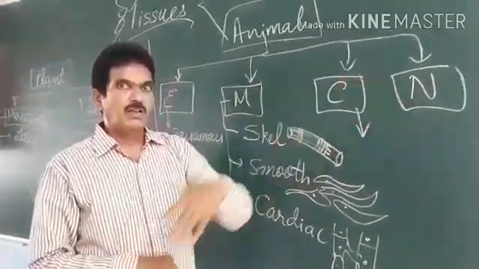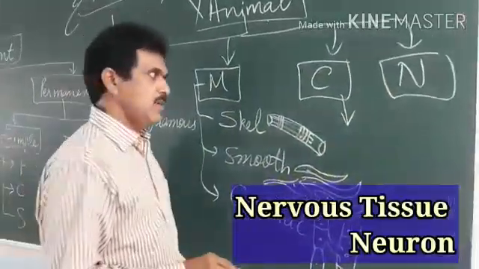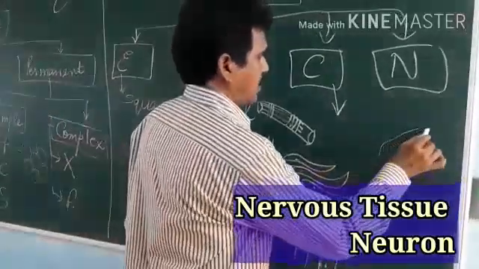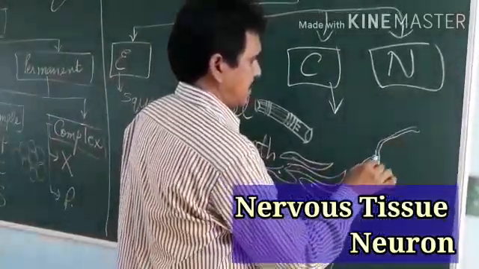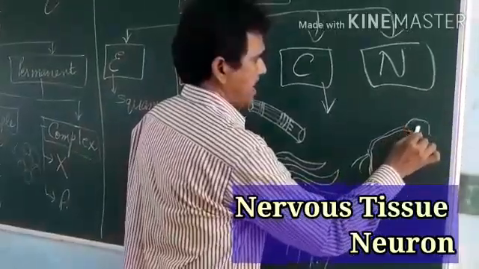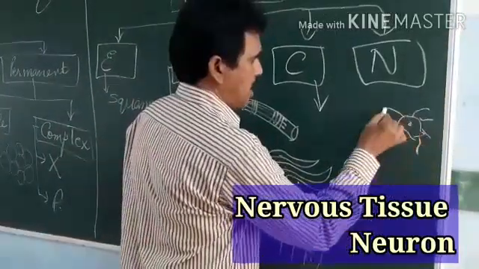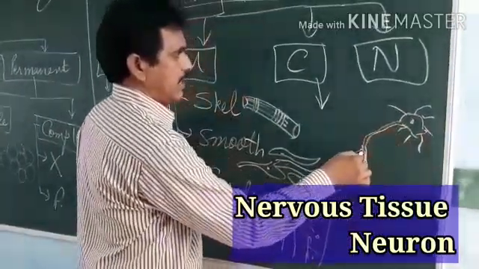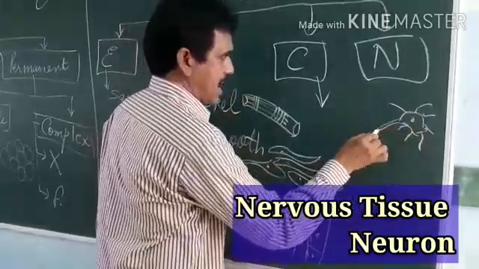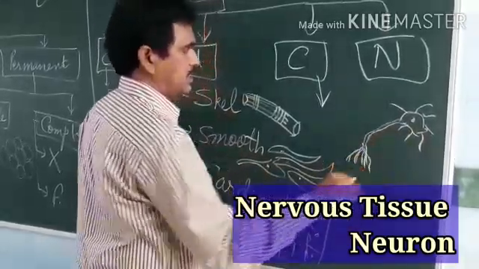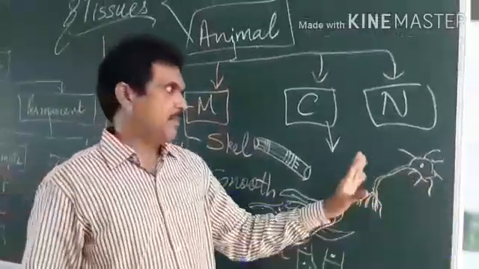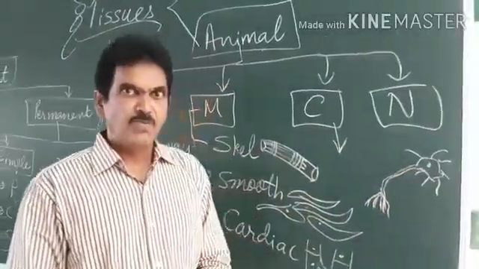Now coming to the last one, the nervous tissue. The diagram is naturally very important. That is the diagram of your neuron and the parts, the dendrites, the axons and all these things you should know and remember very well. Fine.